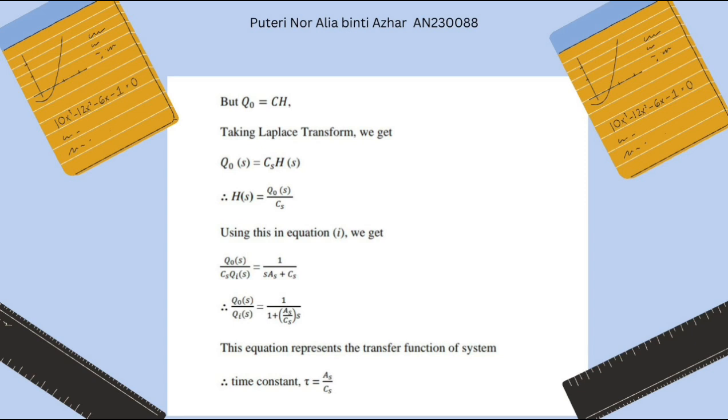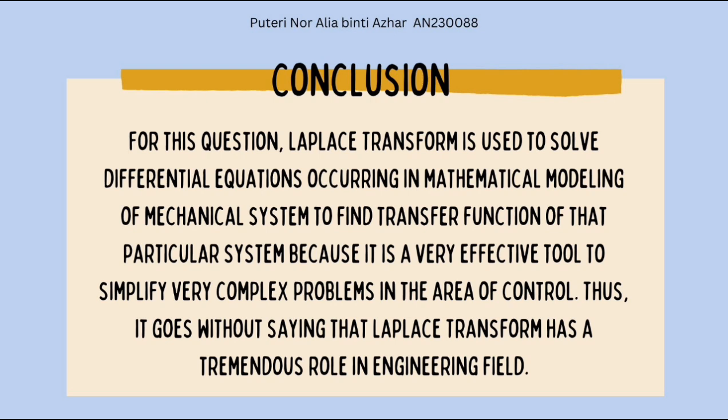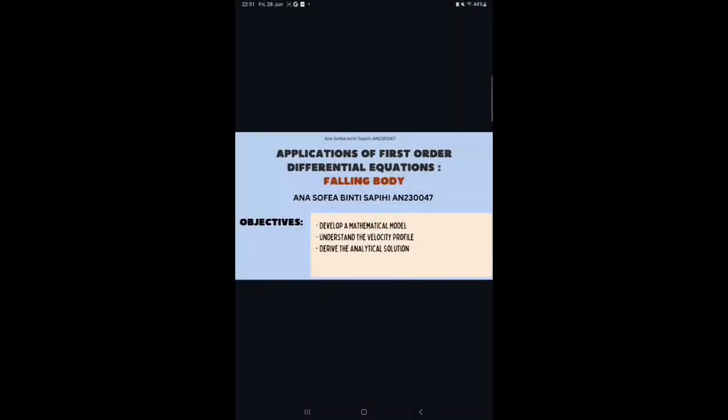Then from all this, lastly we will get the time constant for the transfer function, tau equal to A(s) over C(s). So as the conclusion for this question, Laplace transform is used to solve the differential equation we got earlier because it can simplify the very complex problem at first to the easier problem for the transfer function that we get in the end. So it goes without saying that Laplace transform has a tremendous role in the engineering field. Thank you.